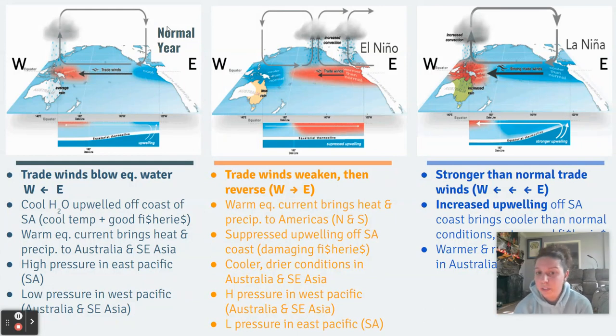So that's not going to be good for the fishermen's pockets. This is going to create cooler, drier conditions in Australia and Southeast Asia, which can actually lead to droughts if it's severe enough. So that's not good for the farmers there. And here we actually see the high pressure and the low pressure systems switch. So in an El Nino, we're going to have high pressure over Australia and Southeast Asia and low pressure in the East Pacific, so near South America.